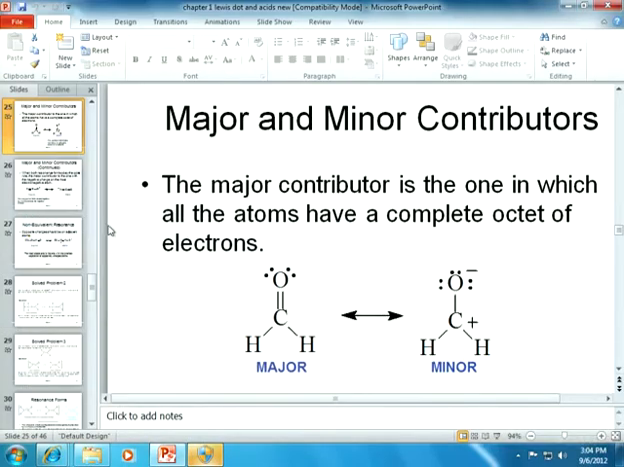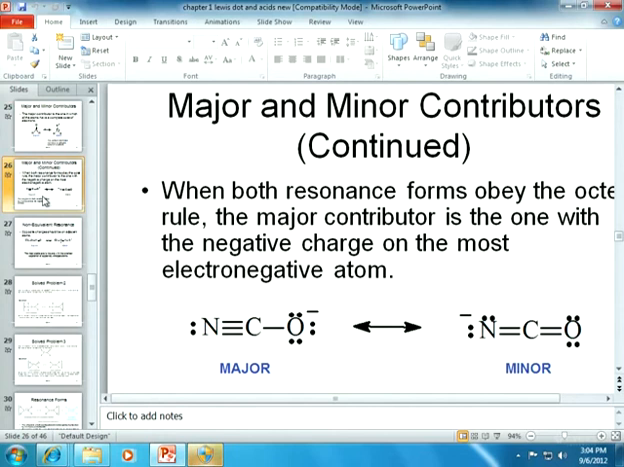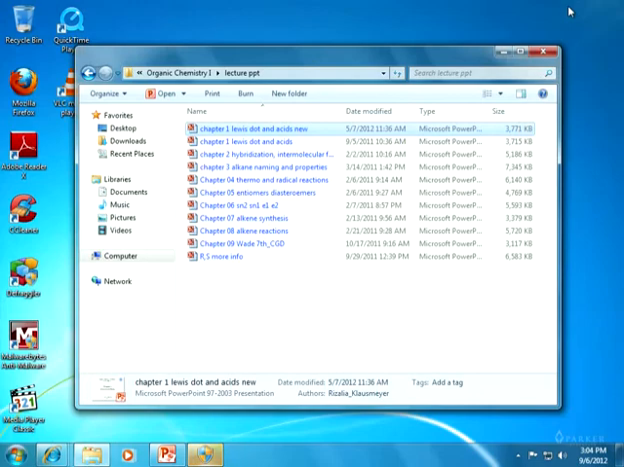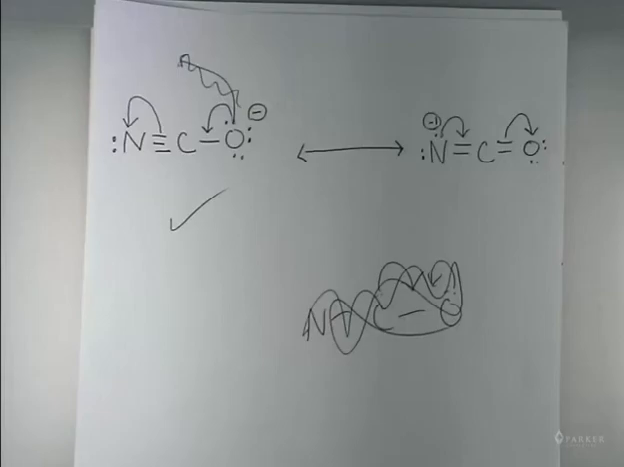Okay. So let's practice some more resonance. Okay, so let's do this one here.